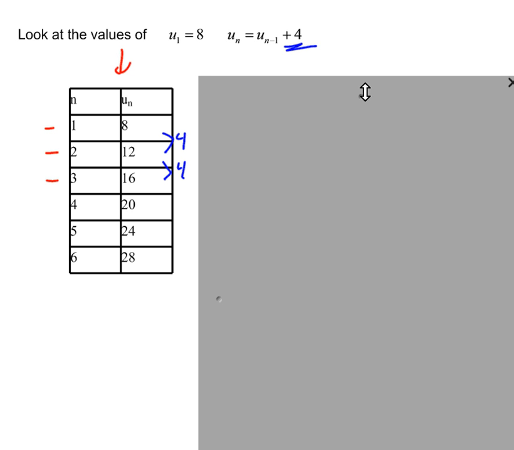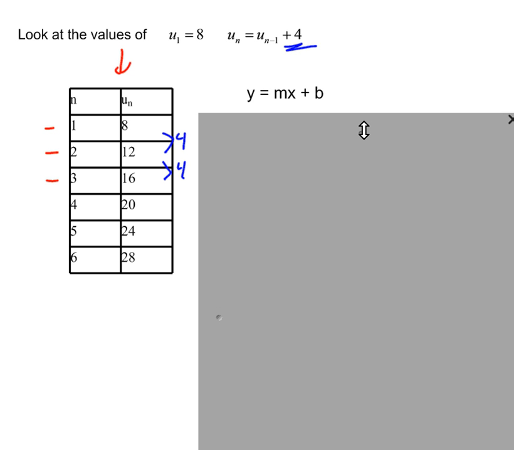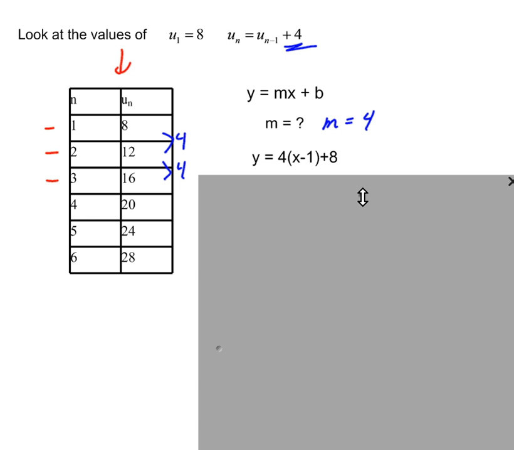We'll go back to a linear equation. Remember, the general form for a linear equation is y is equal to mx plus b. M is the amount that's going up or down each time. So in this case, m is going to be equal to 4. Well, we have a problem, and the problem is that the initial value that we start at is not 8, because if I do 4 times 1 plus 8, I'm actually getting 12.